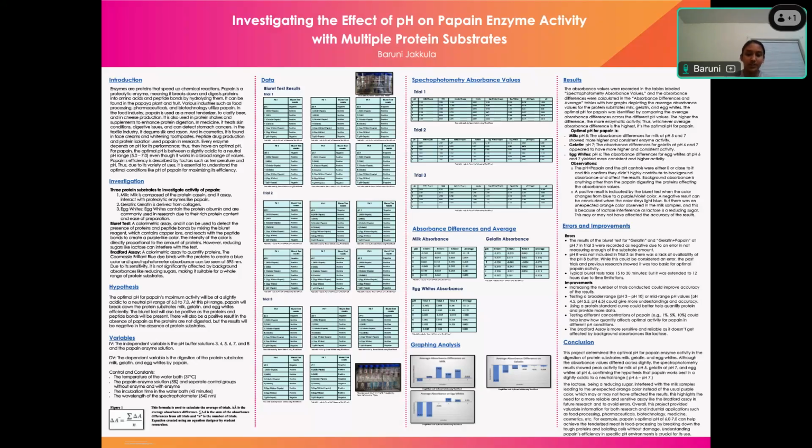So I mixed all of the test tubes, and I let them sit in a water bath at 37 degrees Celsius for 45 minutes. And then I conducted the biuret test, which is a colorimetric assay that detects the presence of proteins and peptide bonds. The positive result is indicated by a purplish color, and the negative result is indicated by a light blue color.